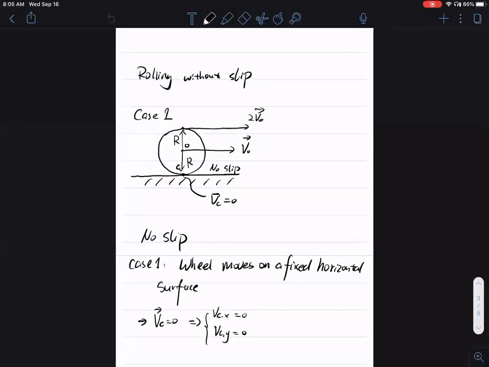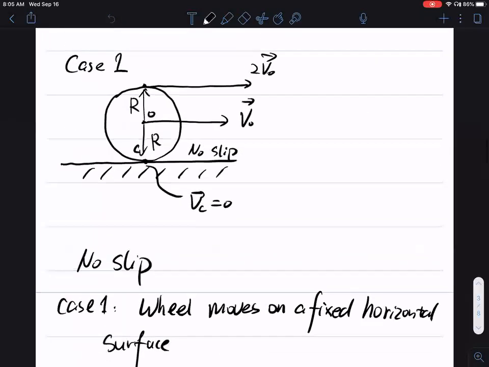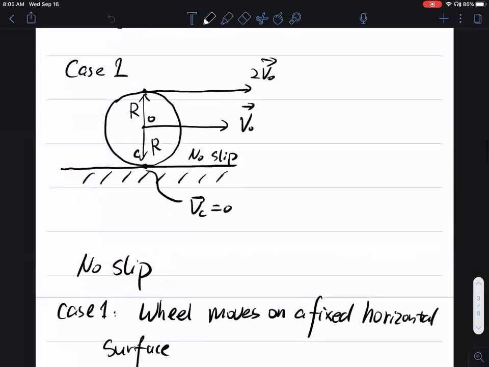So last time we introduced the concept of rolling without slip, right? And there are two cases. If you look at the board here, that's case one, when you only have a wheel on a fixed surface. So the surface is fixed. In that case, we 100% know what is happening at point C, which is a contact point. And at that contact point, we know both acceleration and velocity, right?